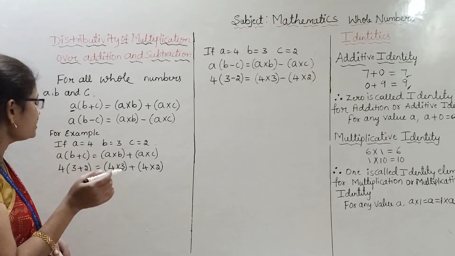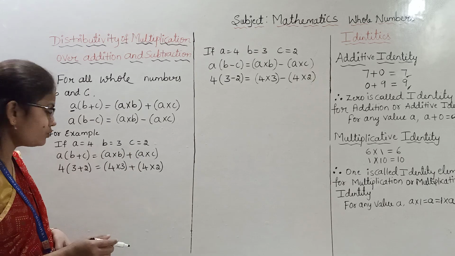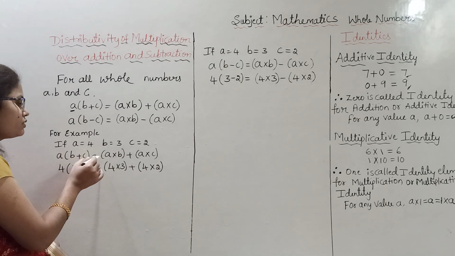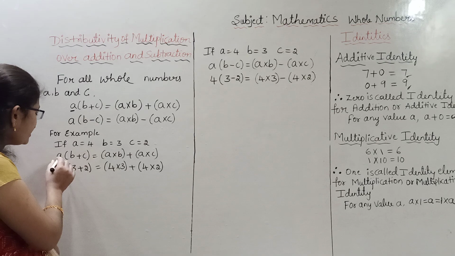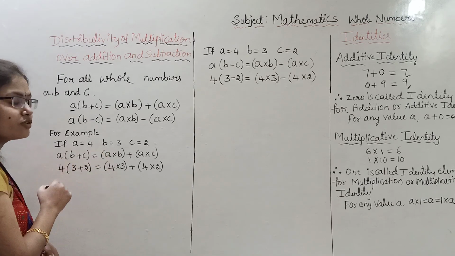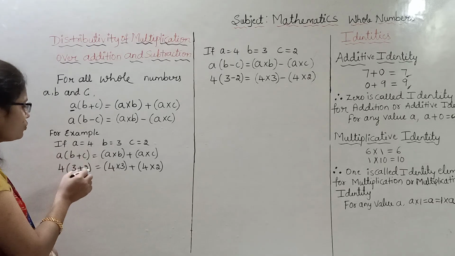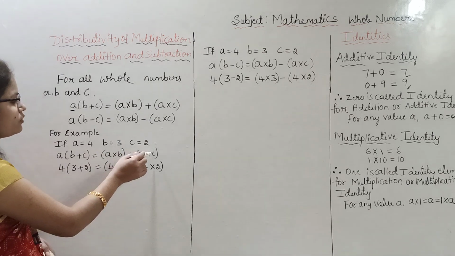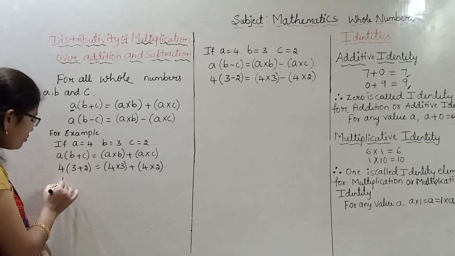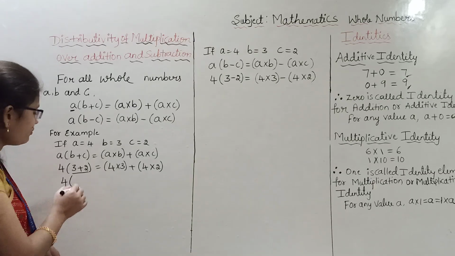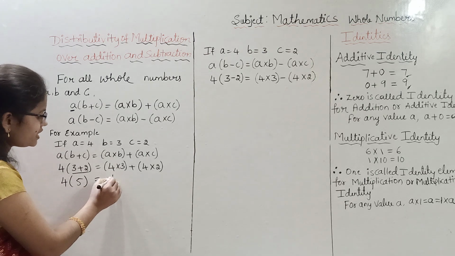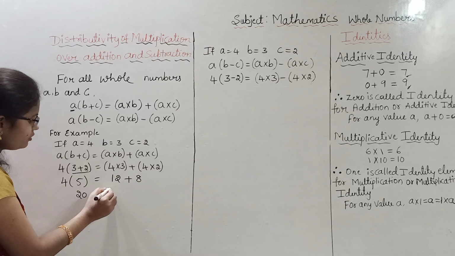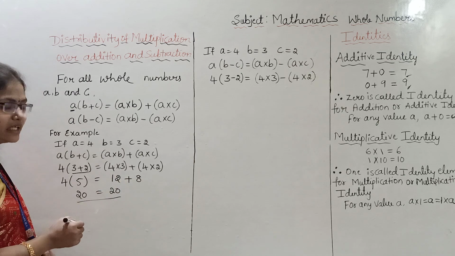Then take the example: a is equal to 4, b is equal to 3, c is equal to 2. First, with respect to addition, we check a into (b plus c) is equal to a into b plus a into c. In place of a we substitute 4, in place of b we substitute 3, in place of c we substitute 2. Then 4 into (3 plus 2): inside the bracket first, 3 plus 2 is 5, so 4 into 5 is 20. On the right side, 4 into 3 is 12, 4 into 2 is 8, and 12 plus 8 is 20. Therefore LHS is equal to RHS.